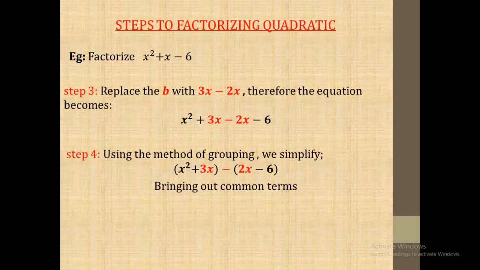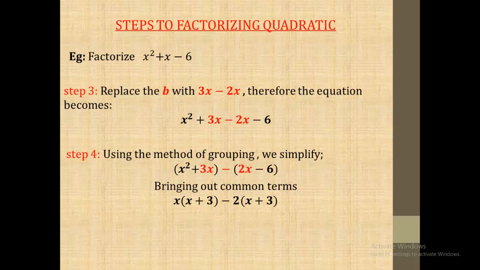Now if I look at the second bracket, we have 2x minus 6. What is common? x is not common with the second bracket, but 2 is common, because 2 is a factor of 2 itself, and 2 is also a factor of 6. So 2 is common. If I bring 2 out, I'm going to get a similar bracket. If I bring x from the first bracket, we'll be left with x plus 3.